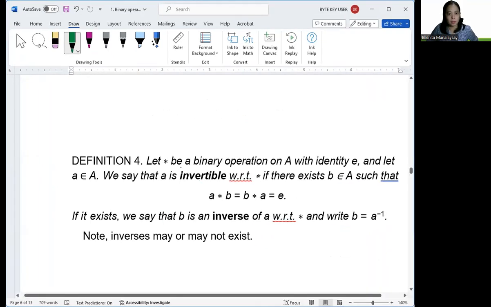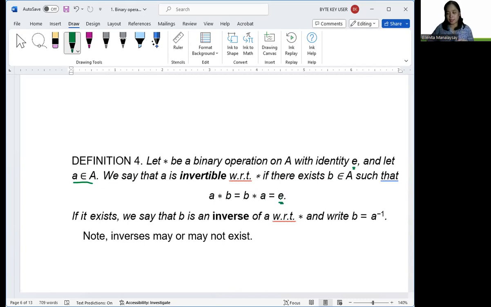this definition. Okay, let star be a binary operation on A with identity element E, and let A be an element of set A. We say that A is invertible with respect to star if there exists B in A such that A star B is equal to B star A, which is equal to the identity element.